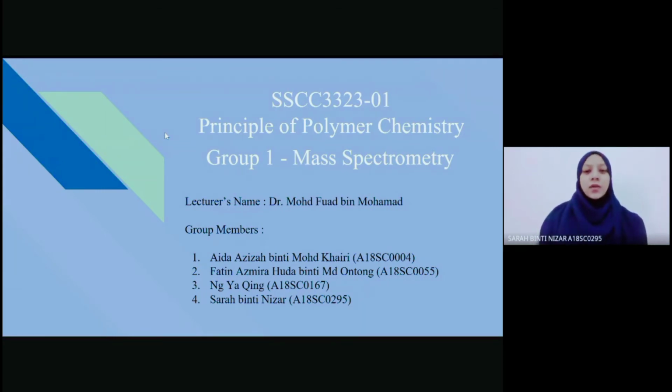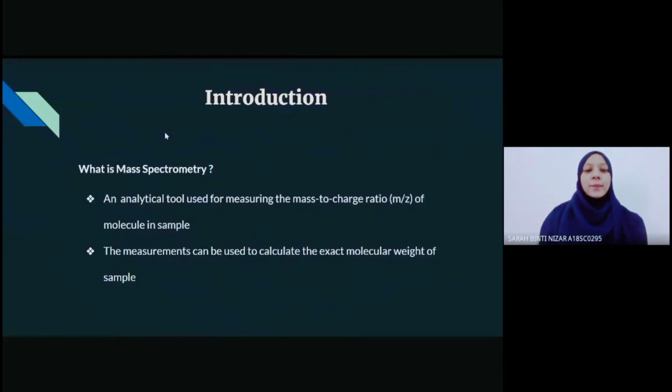So today we would like to present to you about our method of characterization, which is mass spectrometry. So what is a mass spectrometry? Mass spectrometry is an analytical tool used for measuring the mass to charge ratio, M over Z, of one or more molecules present in a sample. The measurement of M over Z can be used to calculate the exact molecular weight of the sample.